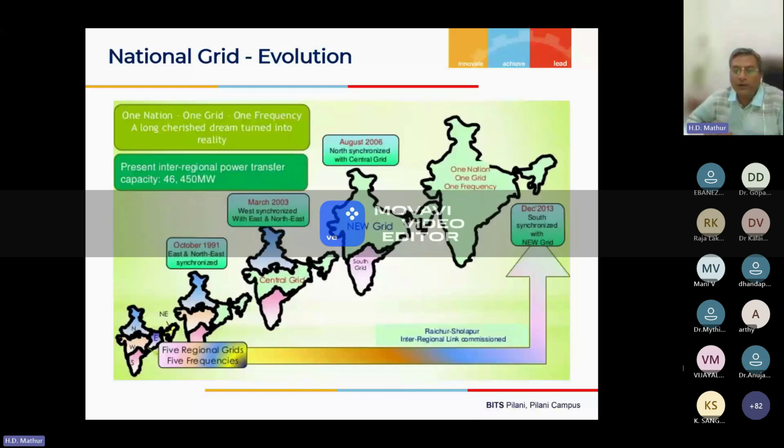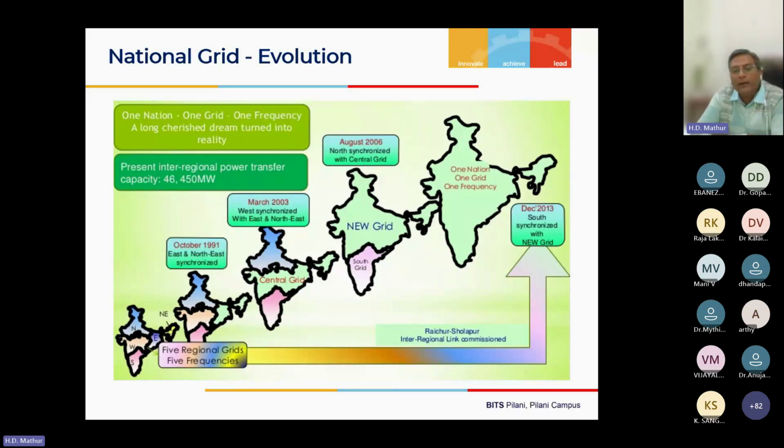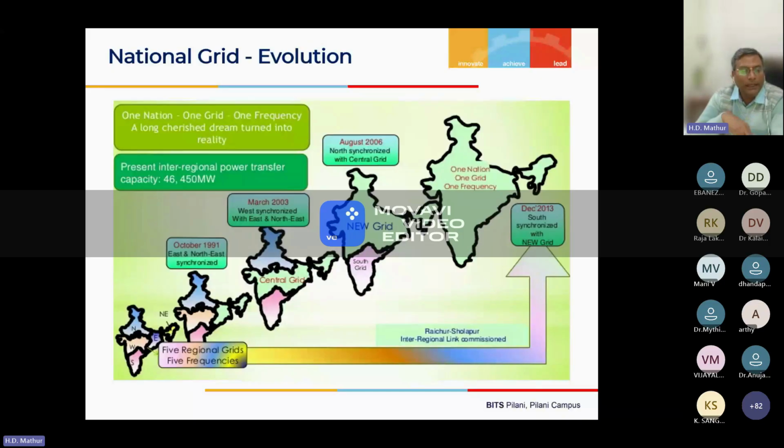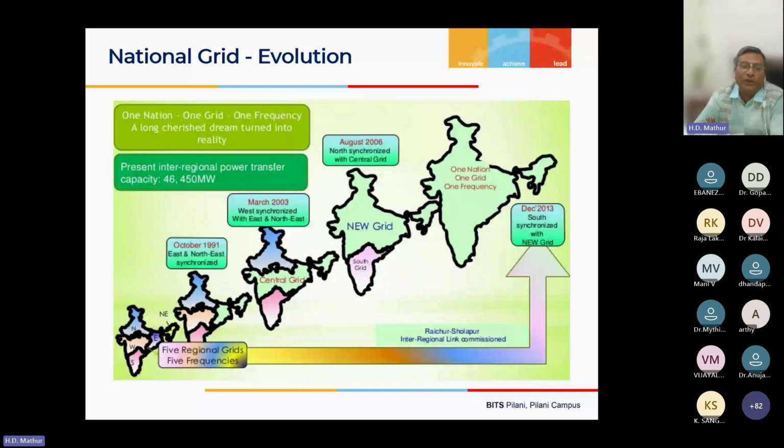So how the country has evolved, I'll quickly go through this, and then we'll go to the topic that I'm focusing on. India long back had 5 regional grids. We still have 5 regional grids, but at that time we had 5 different frequencies. Each regional grid was operating within that region. And then gradually, where we have reached today is one nation, one grid, and one frequency. All 5 regional grids are interconnected to each other.